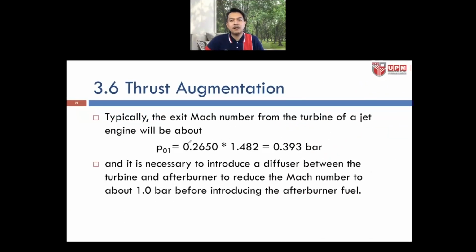Typically, the exit Mach number from the turbine of a jet engine will be about P01, the inlet pressure, equal to 0.2650 times 1.482, which is equal to 0.393 bar, right? And it is necessary to introduce a diffuser between the turbine and the afterburner, like what we have in figure 3.8 just now, to reduce the Mach number to about 1 bar before introducing the afterburner fuel.